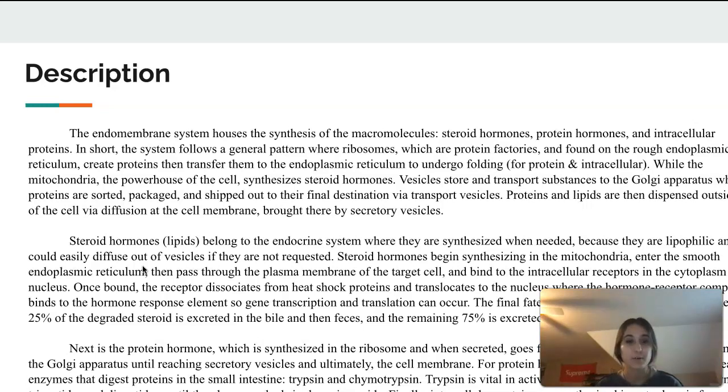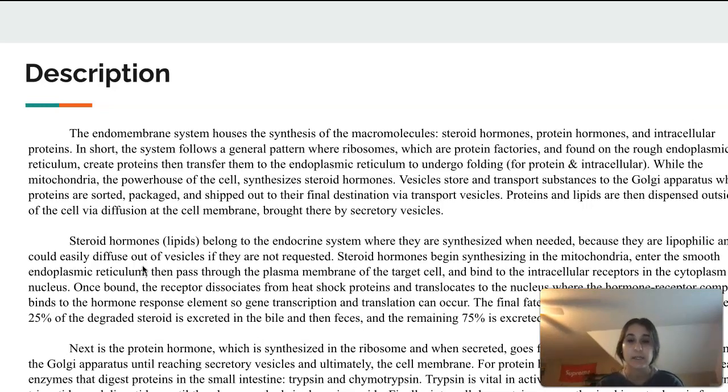Up next is the protein hormone, which is synthesized in the ribosome, and when it's secreted, it goes from the rough ER to the Golgi until they reach these secretory vesicles that will carry them to the cell membrane for diffusion. And for the protein hormones, there are two main pancreatic enzymes that digest these proteins in the small intestine, and they're called trypsin and chymotrypsin. Trypsin is vital in activating proteases that further break down the tripeptides and dipeptides until they've been boiled down to just the single amino acids, which is the ultimate destination for these proteins.